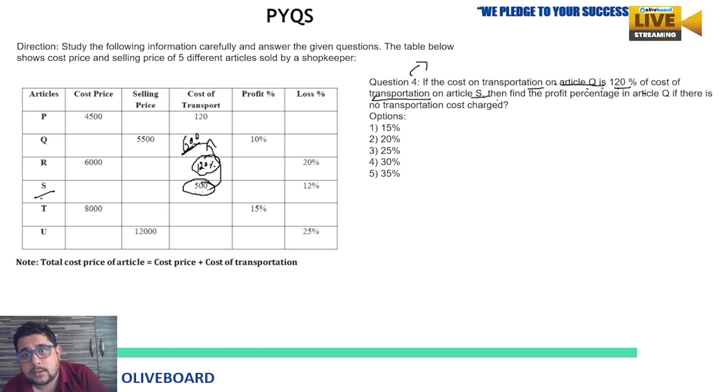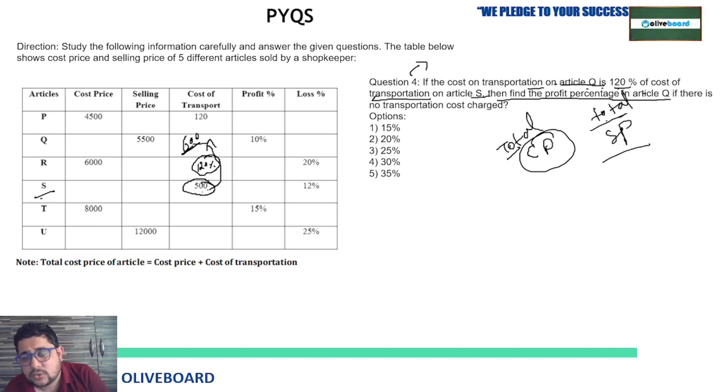Then find the profit percent in article Q. If we need to calculate the profit percent, then we must know the total costing and total selling price. There is only one selling price. It is not divided into two or more parts. Single selling price directly given.